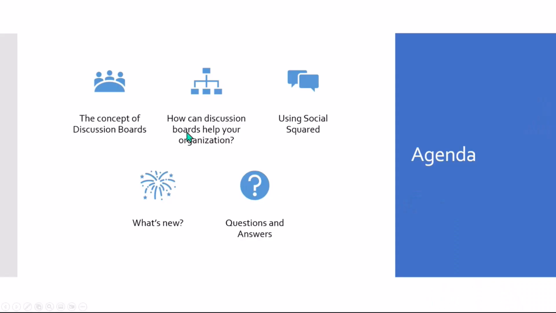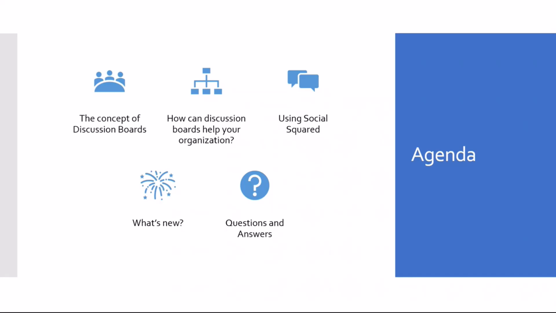Okay, so what we're going to be talking about here today is, first of all, the concept of discussion boards. I know this comes up quite regularly. People are asking, why would I use a discussion board versus a posts tab inside of Teams, or maybe comparing it to something like Yammer or Engage or even email. So we're just going to have a good position of what Social Squared is and what discussion boards are before we move forwards into actually looking at Social Squared specifically.